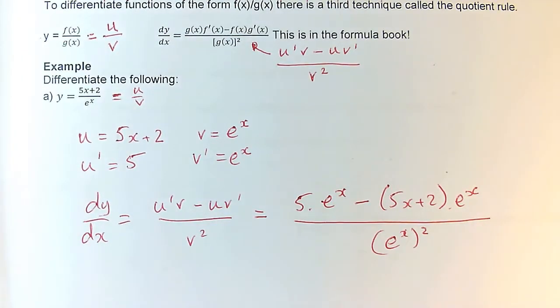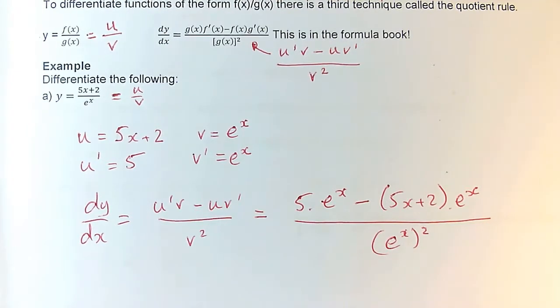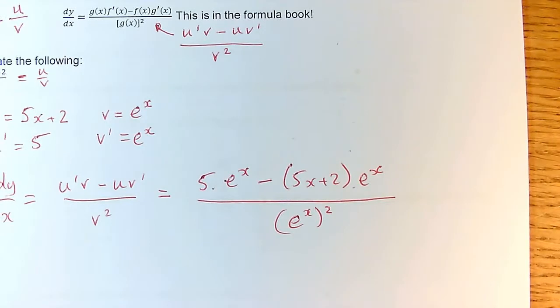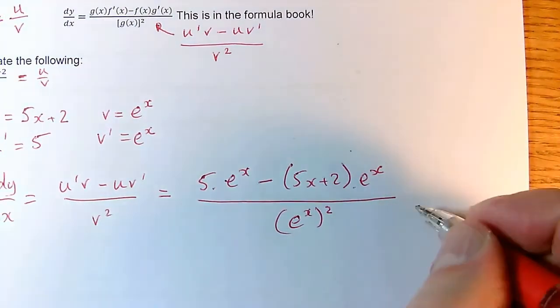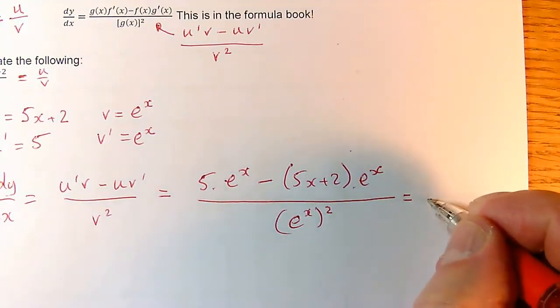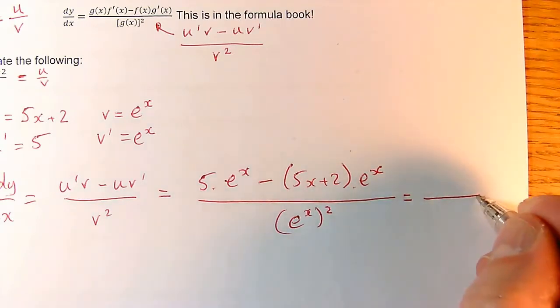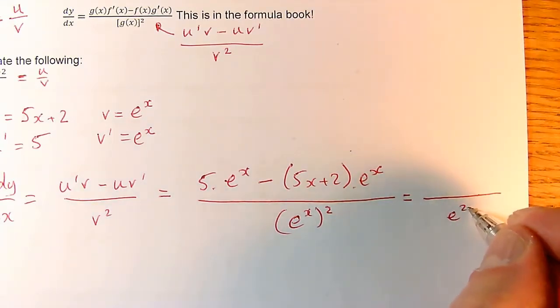And there's a bit of simplification we can do, but advice on the quotient rule is the answer can look quite untidy. Sometimes it doesn't simplify very much, and in an exam situation you may well get full marks even for the unsimplified answer. So tend not to simplify too much unless you really have to. Okay, so the one thing I would do here is the e to the x squared on the bottom I'd write as e to the 2x.